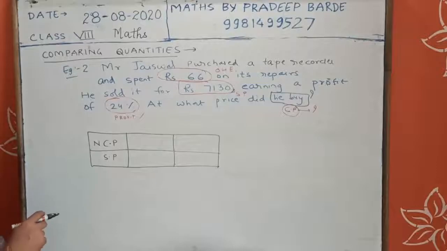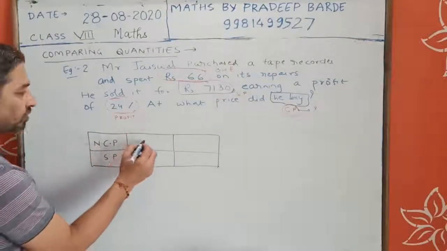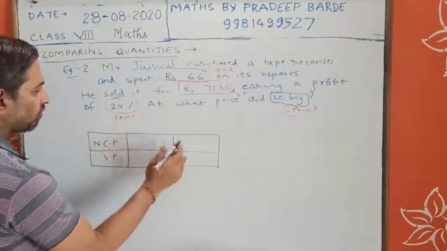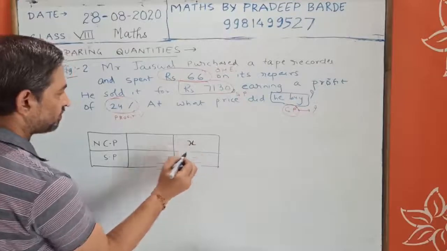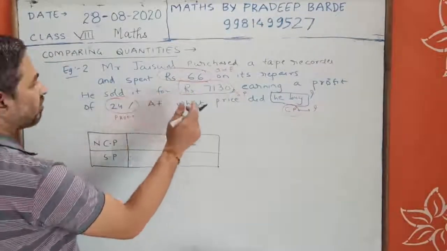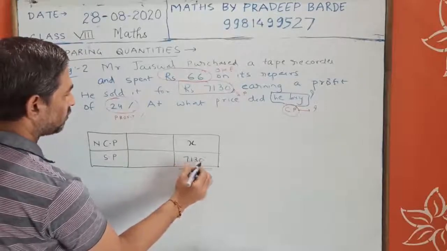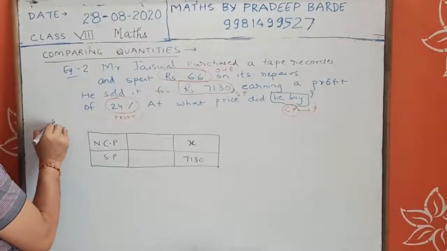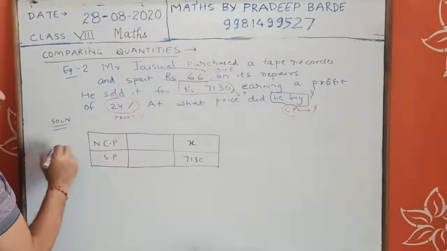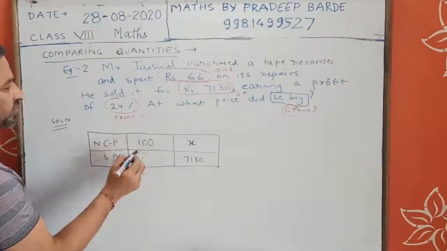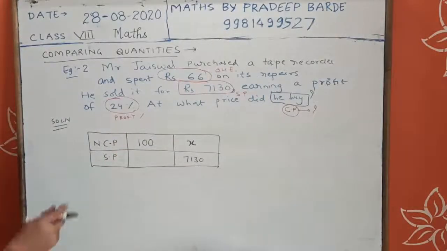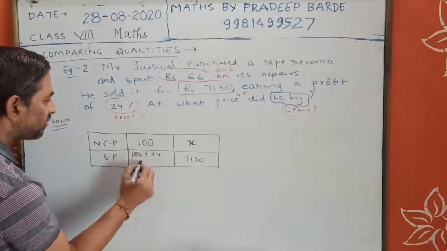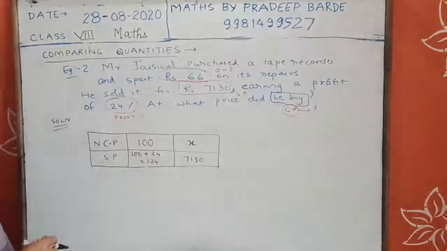Okay? Let the net cost price be X. Selling price is 7130. He has made a profit of 24%. So let the net cost price be 100. Profit of 24%, 100 plus 24, selling price will be 124.